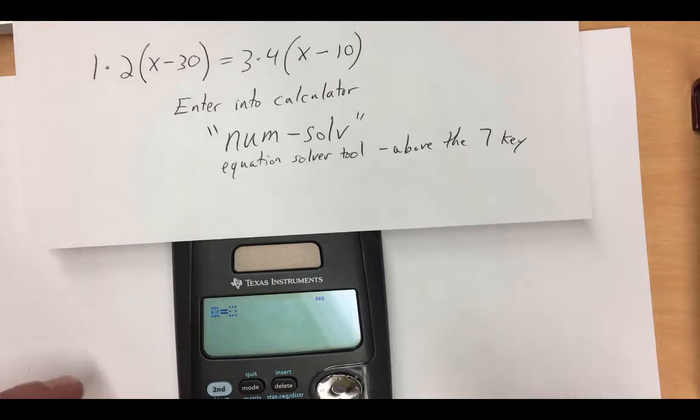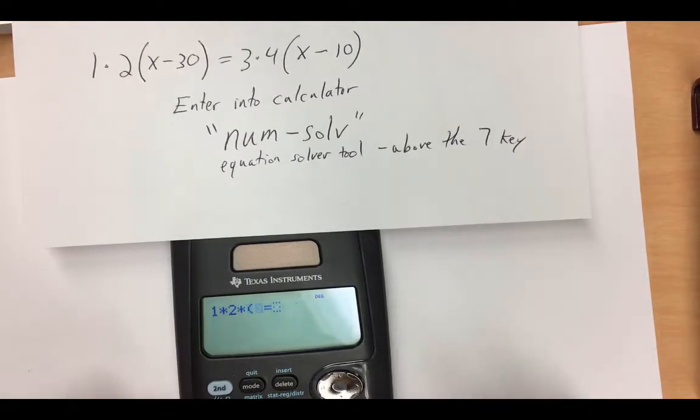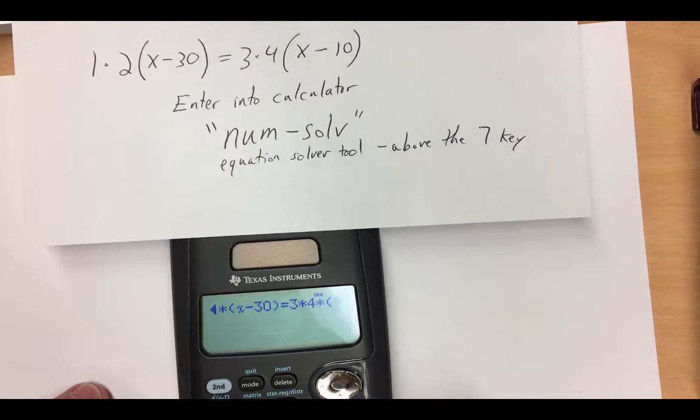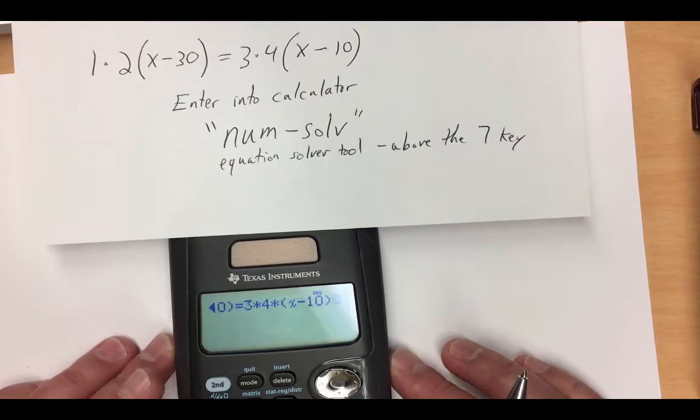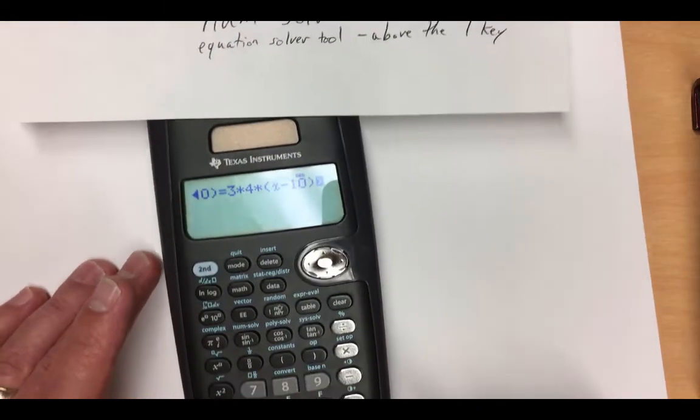Now what I want to show you is you enter it in. So on the left side you hit 1 times 2 times parentheses, X is that key right there. Oh, the X is above, next to the 1 kind of. So X minus 30, close parentheses, and then you go to 3 times 4 times parentheses, X key, minus 10. And then I'm going to move up a little bit so you can see it, I guess. But if you move this up, just hit enter.